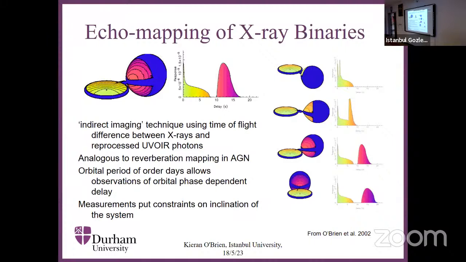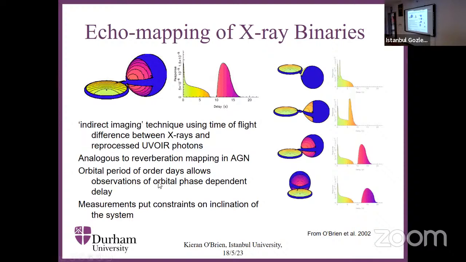I did my PhD on echo mapping, which is an indirect imaging technique. I'm not going to go into the details, but it's analogous to reverberation mapping in AGN, where you use the time delay between directly observed X-ray light and the optical or near-infrared light. That time difference, of the order of seconds in an X-ray binary, can be used to determine where in the binary the reprocessing took place. But to do this, you need high time resolution, a wide passband, and very sensitive observations, all of which we can get with our MKID arrays.